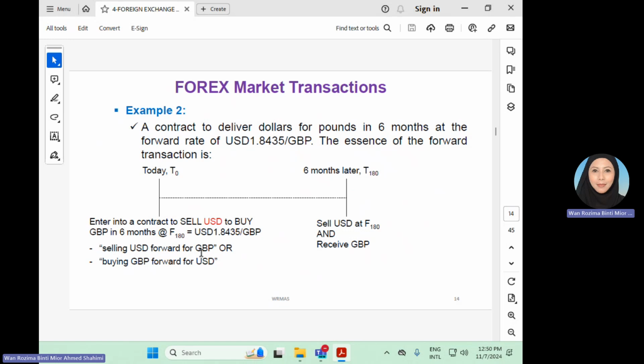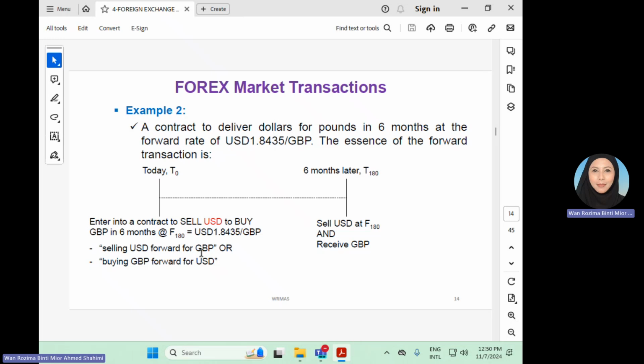So this one is just example 2, which is quite similar actually. A contract to deliver dollars for pounds in 6 months at a forward rate of USD 1.8435 against the British pound. So 1 pound is equivalent to 1.8435 USD.